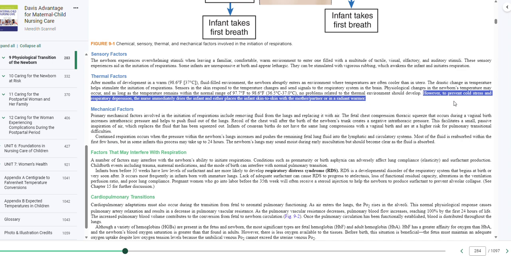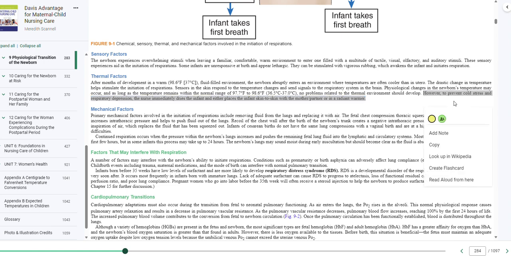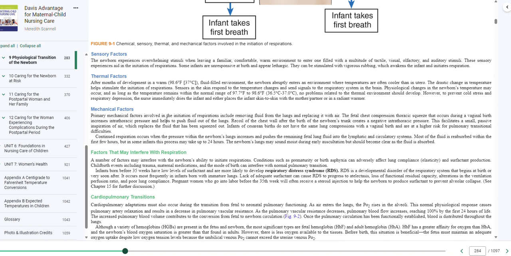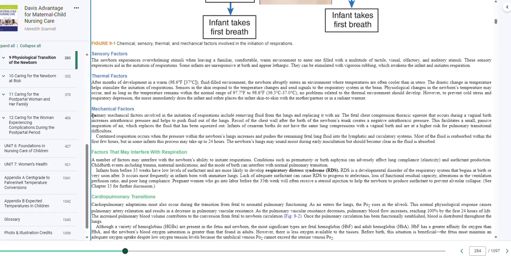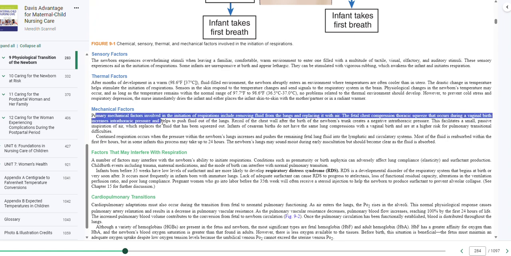However, to prevent cold stress and respiratory depression, the nurse immediately dries the infant and either places the infant skin to skin with the mother or partner or in a radiant warmer. And then mechanical factors, which is another wink and a lollipop, is this paragraph here where it's talking about the primary mechanical factors involved in initiation. Include removing fluid from the lungs and replacing it with air, that first breath.